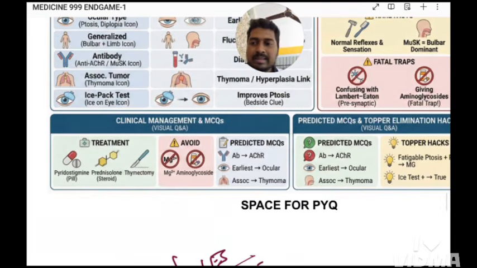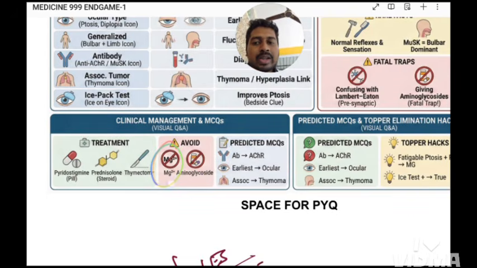Next, what is the treatment of myasthenia gravis? Simple. You should give something which increases acetylcholine. So you should give a parasympathomimetic, that is basically pyridostigmine. Next, prednisolone also improves it because there is an autoimmune basis for this. And third is thymectomy. Thymectomy improves because thymoma will be producing these antibodies.